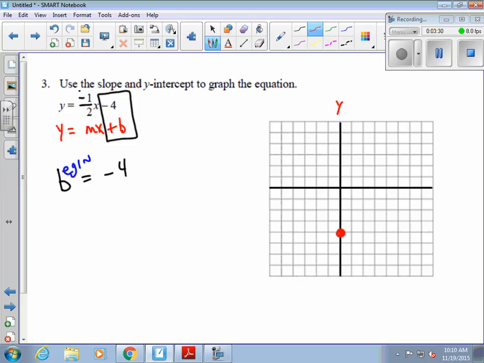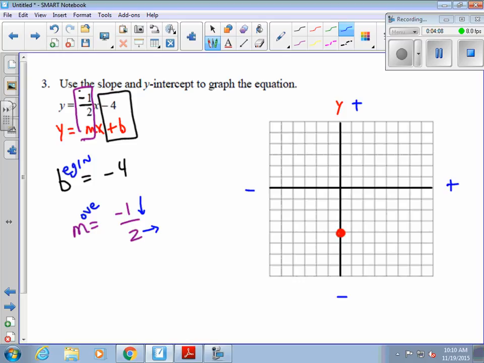Your m, or your slope value, is negative 1/2. Negative 1 over 2. m tells you where to move. That is your slope. It tells you where to move. Remember, slope is rise over run. Rise means up or down. It is what an elevator does. Negative 1 tells you to go down 1. Positive 2 tells you to go right 2. Because your positive numbers are here, your negative numbers are here. On your y-axis, your positives are up and your negatives are down.